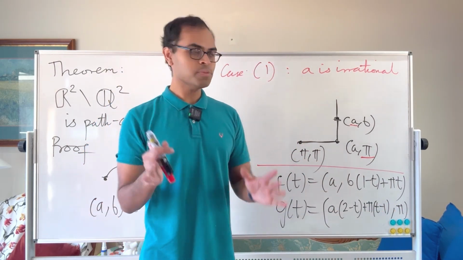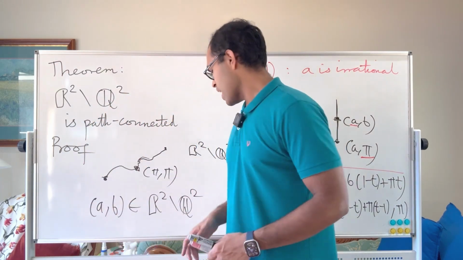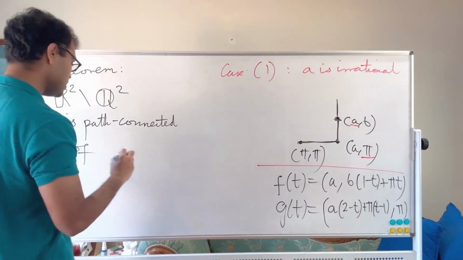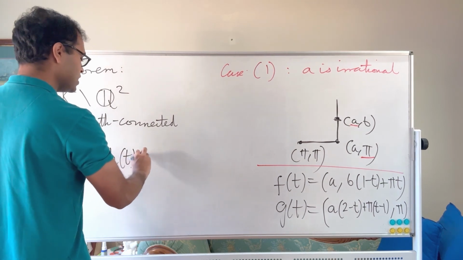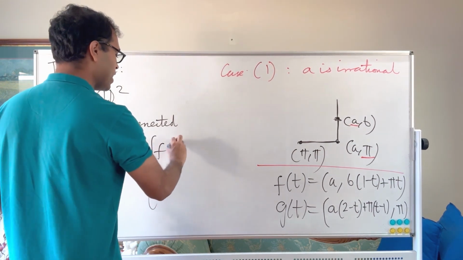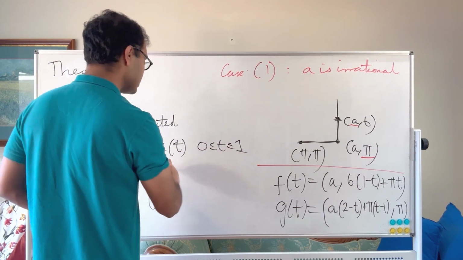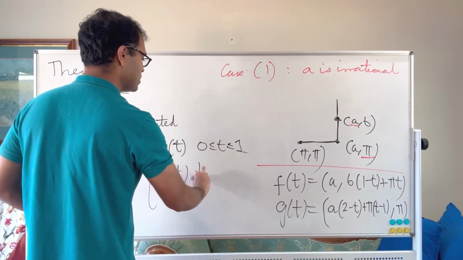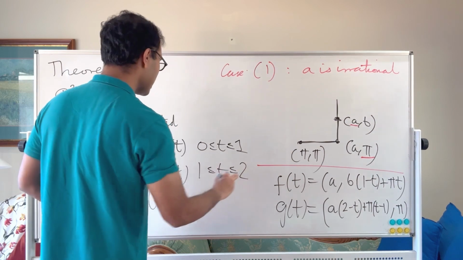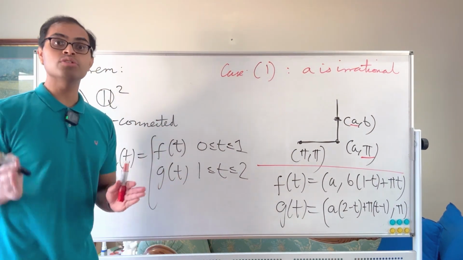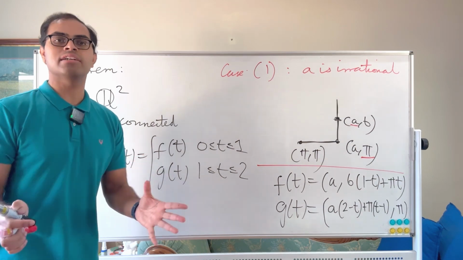So this is the rigorous proof that this path, which we can define piecewise, works. I'm going to actually write it down. We can define our path piecewise, so h(t) is going to equal f(t) when 0 ≤ t ≤ 1, and g(t) when 1 ≤ t ≤ 2. Now h(t) is a continuous function because it's two continuous functions glued together and there's no discontinuity at the gluing point.